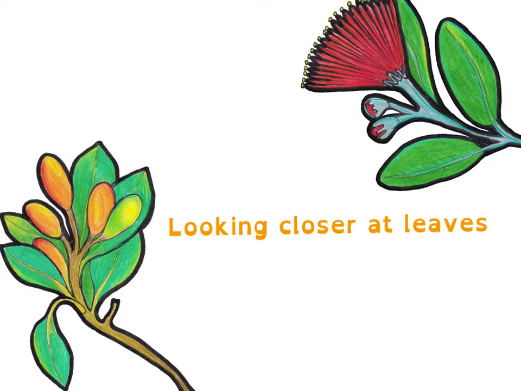Yesterday we had an introduction to New Zealand flora, where we looked at trees and trunks and flowers and why they are really important for our ecosystem and for our native animals. Today we're going to look closer at leaves.